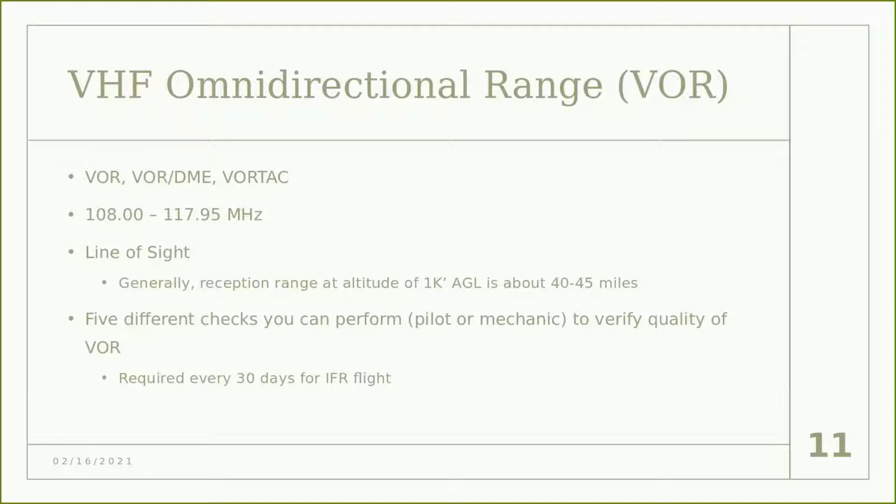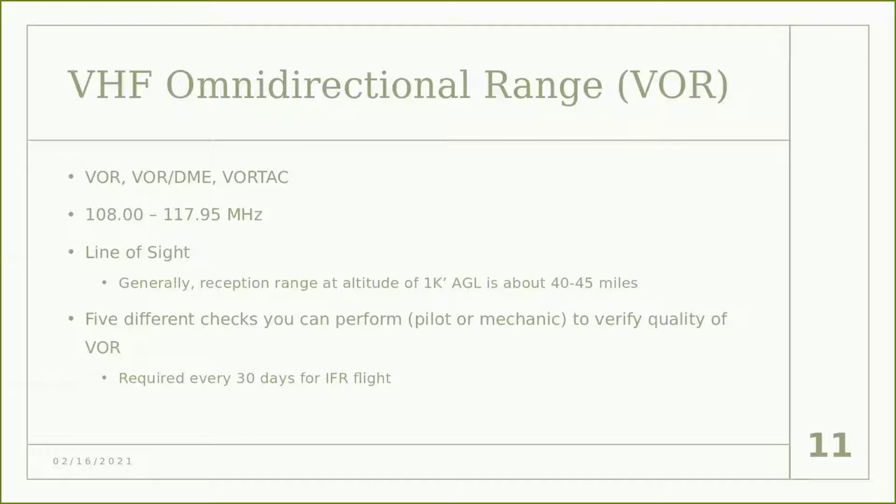VORTAC, TACAN, is something that the military uses. So a VORTAC combines civilian and military equipment. It gives you both direction and distance. VORTACs are very common. The frequency range is lower than the communication radios, 108 to 117.95 megahertz. So that's the range of the radio frequency.